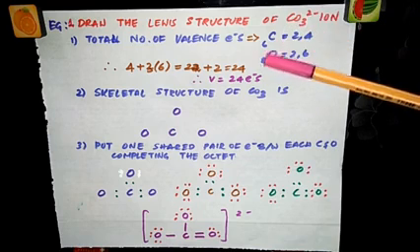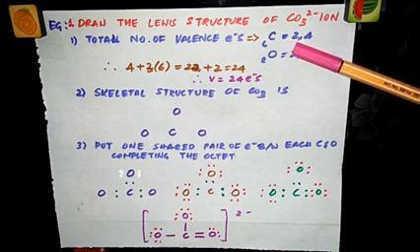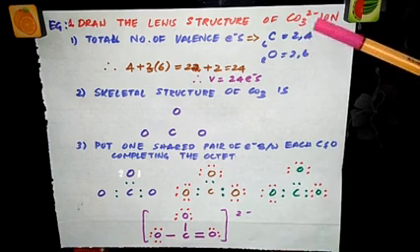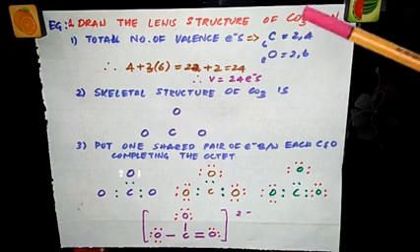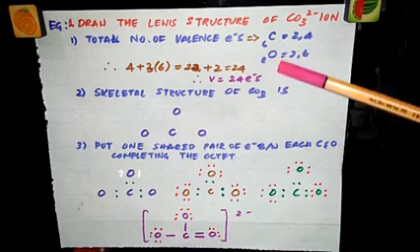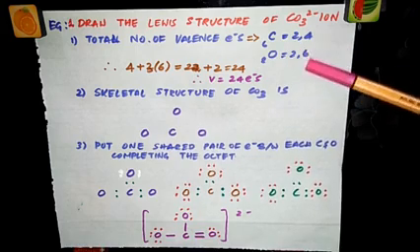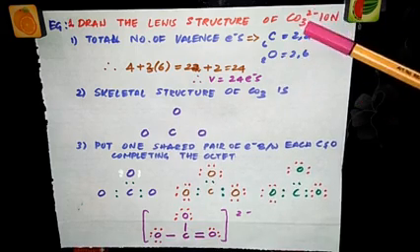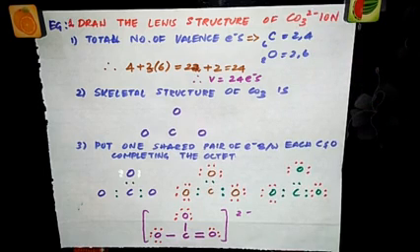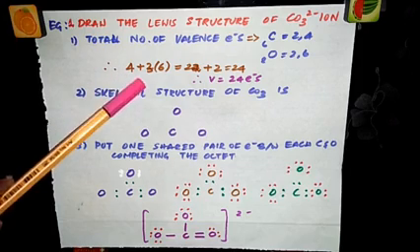For carbon, the atomic number is 6, so the electronic configuration will be 2, 4. So the number of valence electrons in carbon is 4. In the case of oxygen, the atomic number is 8, so the configuration will be 2, 6 and the number of valence electrons is 6. And we have 3 oxygens, so 3 into 6 will give you the total number of valence electrons in all the 3 oxygens. So 4 plus 3 into 6.